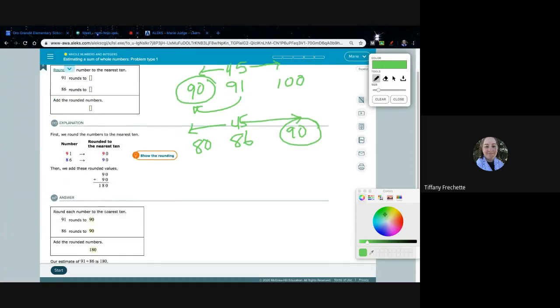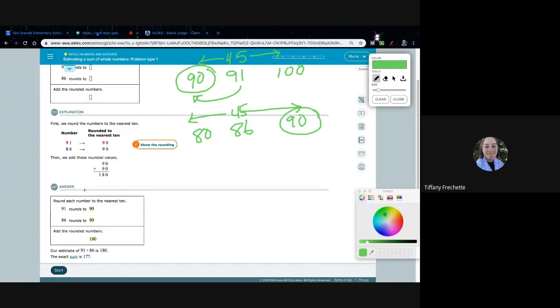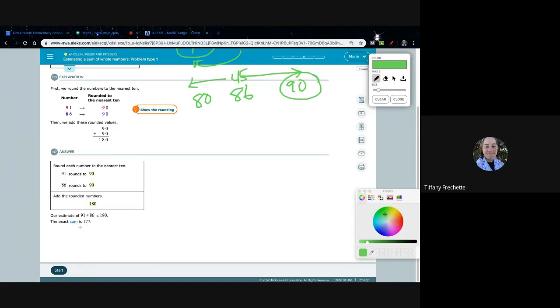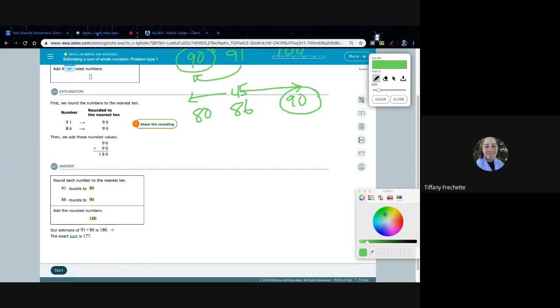So this is just an estimation. 91 plus 86 is about 180. And they even tell you down here the exact sum is 177. So that's pretty darn close to 180. And that's a pretty good check too. If you actually add them together, you should be pretty close to your rounding. If you're too far off, it means that you probably rounded in the wrong direction at some point.